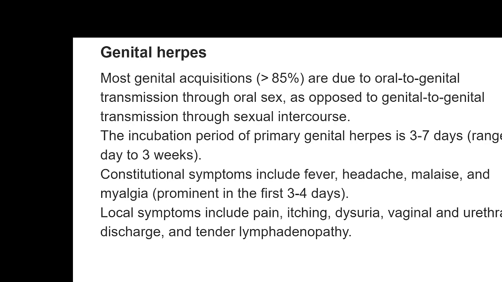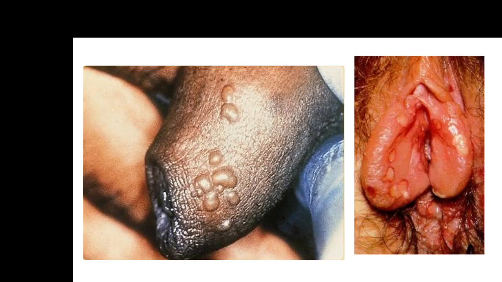Constitutional symptoms include fever, headache, malaise and myalgia, prominently in the first 3 to 4 days. Local symptoms include pain, itching, dysuria, vaginal and urethral discharge, and tender lymphadenopathy. Lymph nodes in the area would be involved as such. The clinical presentation would start as vesicular lesions. Initially it will be superficial vesicular lesions, which may become superficial ulcerative lesions, either over the penis or over the vagina.